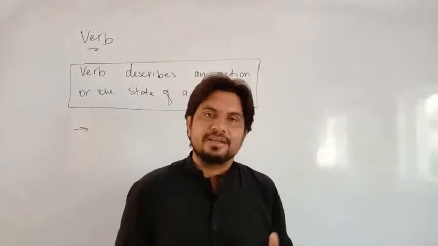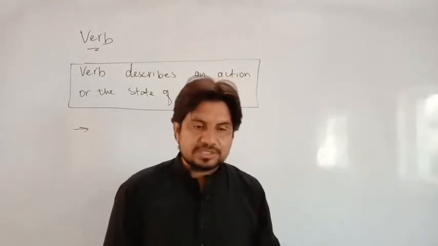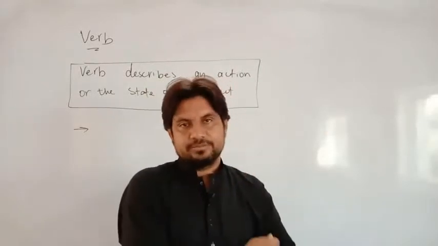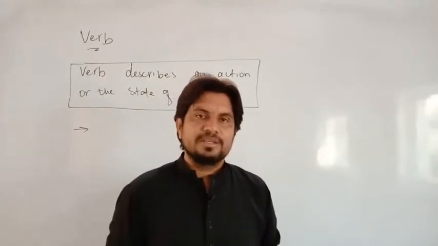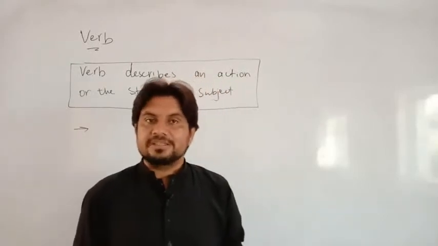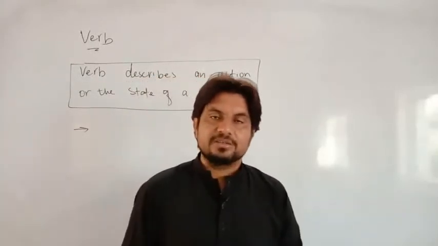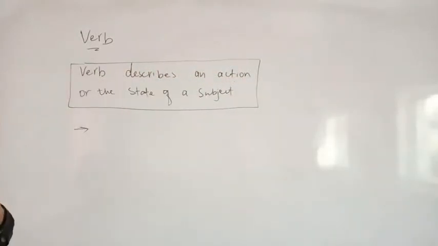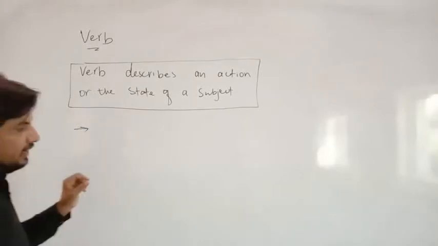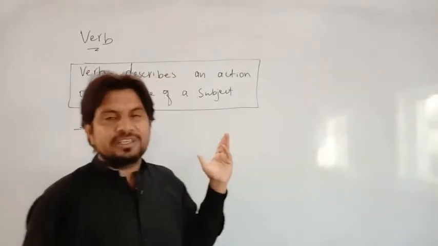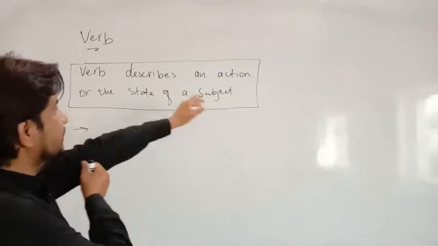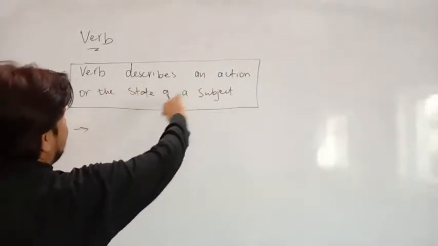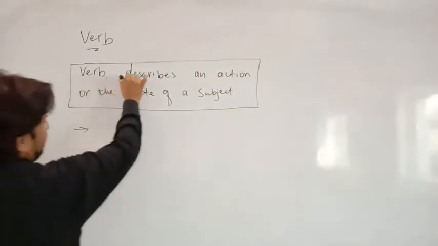how to locate where the verb is, because most of the time we consider that verb is related to action. Without action there is no verb. It is not a correct definition. It is not a correct sense. When we talk about the definition, verb describes an action, everyone knows about it. Verb describes an action. That is its first phase.